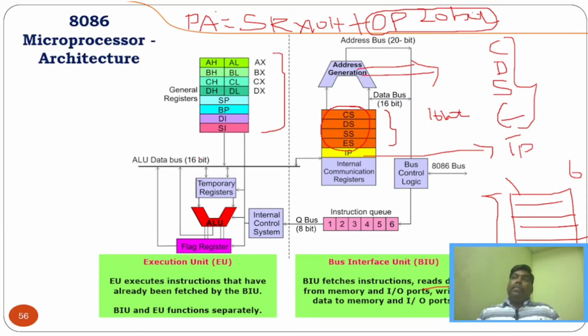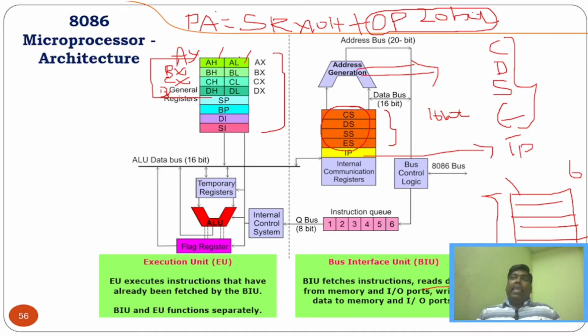When it comes to general purpose registers, we have 4 important ones: AX, BX, CX, and DX. All these are 16-bit registers, and when we say 16-bit, we call them AX, BX, CX, and DX. But each is separated into a lower byte and a higher byte: AL and AH, BL and BH, CL and CH, DL and DH.